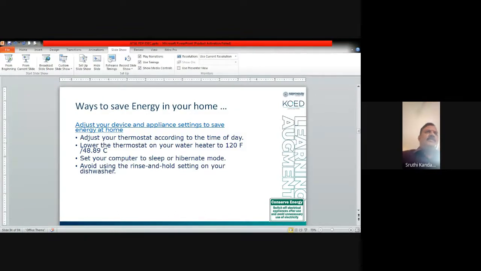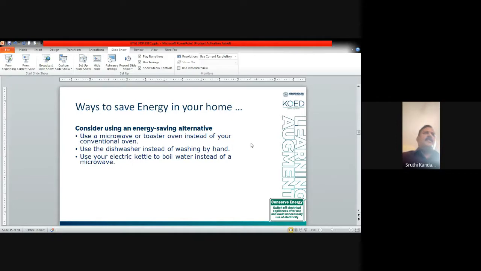Adjust your device and appliance settings to save energy at home. Adjust your thermostat according to the time of day. Lower the thermostat on your water heater to 120 Fahrenheit or 48.89 degrees centigrade. Set your computer to sleep mode. Avoid using the rinse and hold setting in your dishwashers.